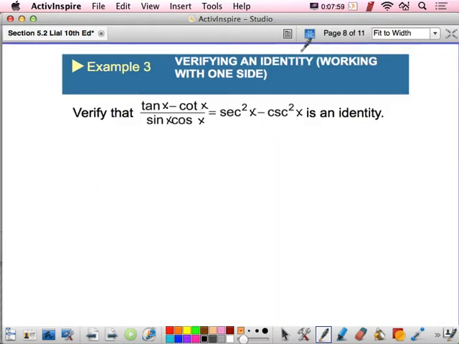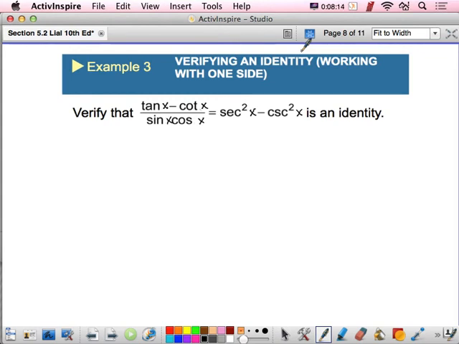Okay, for example 3, we want to verify that tangent of x minus cotangent of x, all divided by sine x times cosine x, is equal to secant squared of x minus cosecant squared of x. I don't know about you, but they both look pretty gross, right?